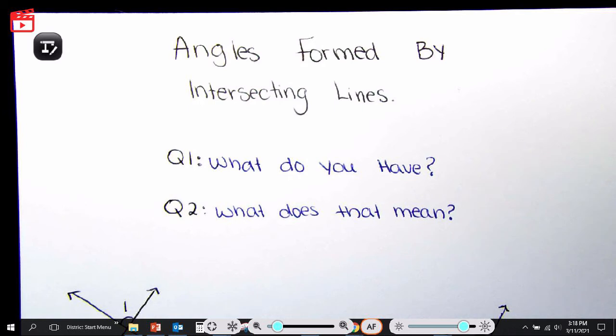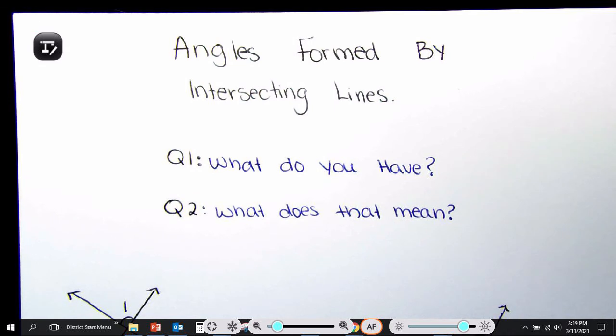In today's video we are discussing all of the possible angles that are formed by intersecting lines. There's going to be two main questions for this entire unit. First question is what do you have? Second question is what do you mean? So when you see a question, you need to be asking yourselves first, what do I have? And then what does that mean?